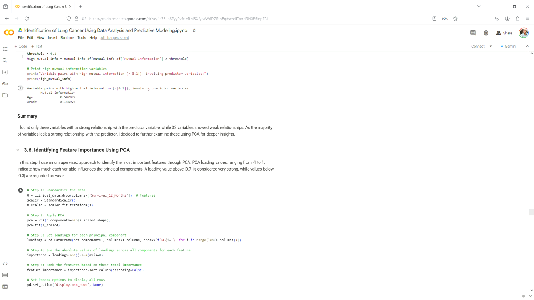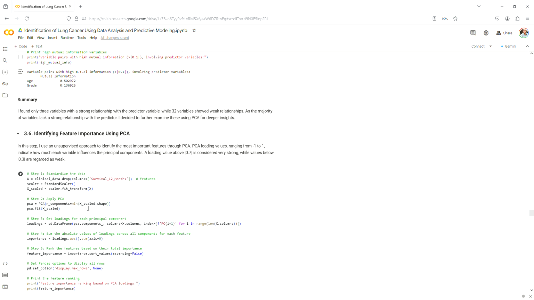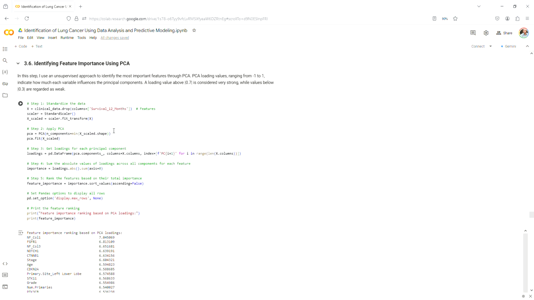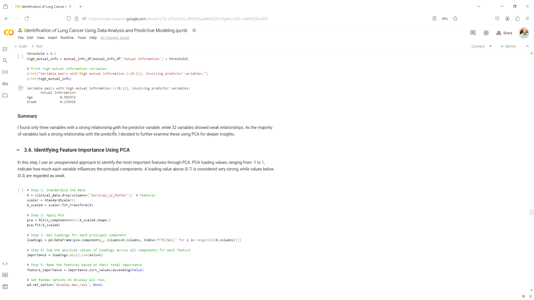But again, I tried to see if these weak attributes contribute something to the variance of the overall data. So I went to an unsupervised approach and applied PCA. PCA always captures the variance, capturing where the most information of the data is. So unsupervisedly, it can measure how much each attribute is contributing to the information space.